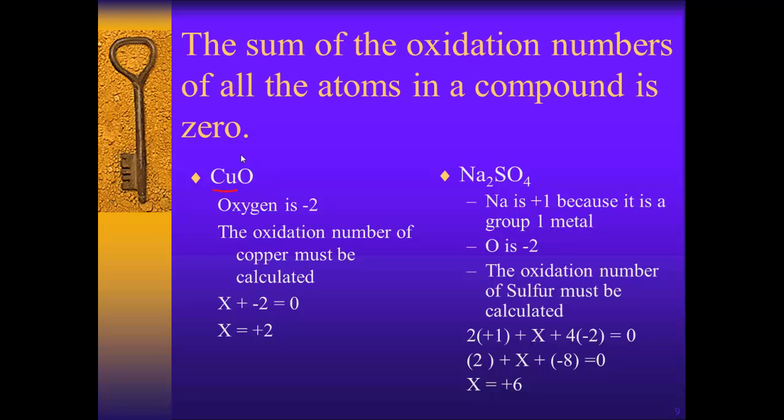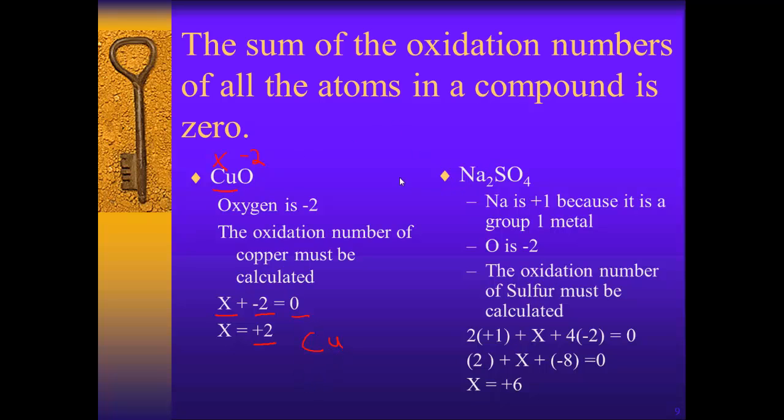We know oxygen is -2. What we also know is that the sum of all the oxidation numbers has to equal 0. That's what this rule says. So if we assign copper an oxidation number of X, we can just solve for it. We have X plus the -2 from the oxygen equals 0. So we easily see that the copper has a +2 oxidation number.